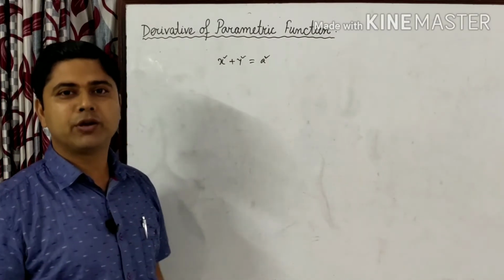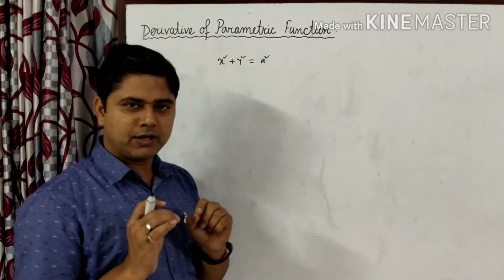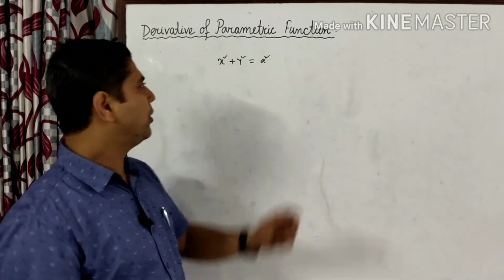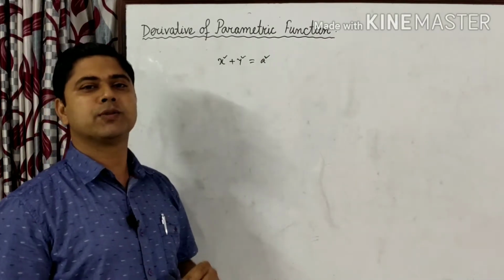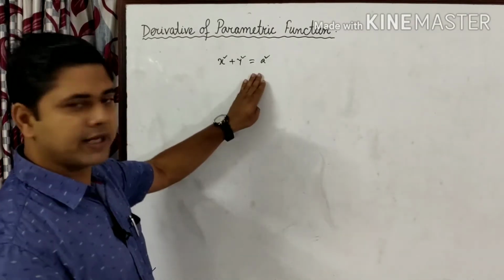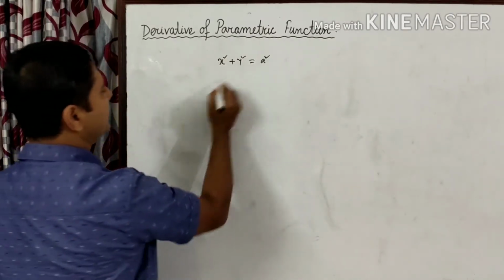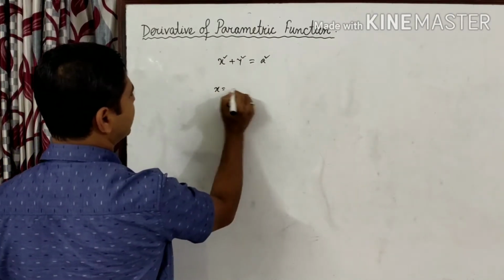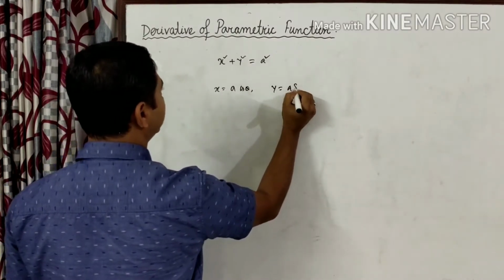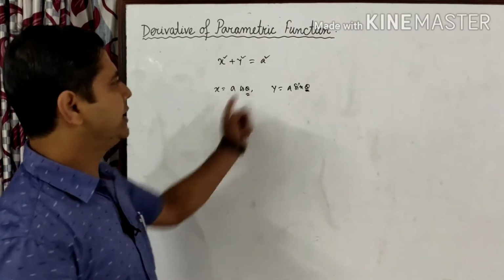Can you express them in terms of a third variable? If you can express them using a third variable, then this type of equation is known as what? Parametric function. Say in this function, x equals a cos theta and y equals a sin theta. Theta is the variable, a is constant.